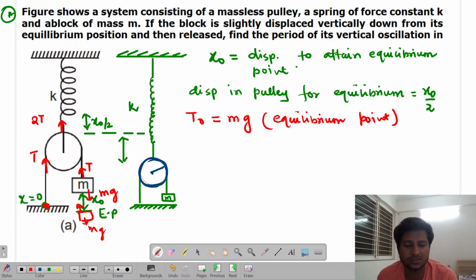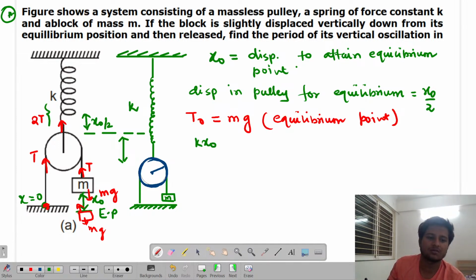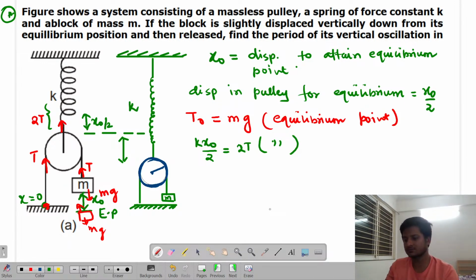If I displace by x naught distance, the spring is stretched by how much distance? X naught by 2. So basically k x naught by 2, for this spring, at the equilibrium point must be exactly equal to twice T, or not, for the equilibrium point. Is that clear? मेरी बातें समझ में आ रही हैं? Since it is displaced by x naught by 2 and the upward force is 2T and the spring is not breaking, so k x naught by 2 must be exactly equal to how much? Twice T. So basically k x naught is equal to how much?